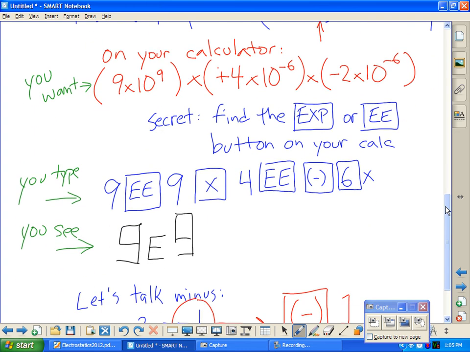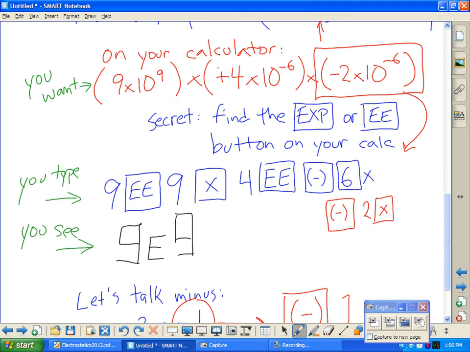Now look. Now we're ready to type in this quantity. Negative 2 times 10 to the negative 6th. That's going to come in like this. Negative 2 times, if you have E or EXP, just think of that as times 10 to the negative 6.